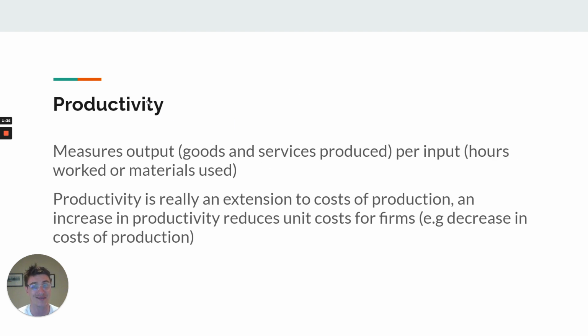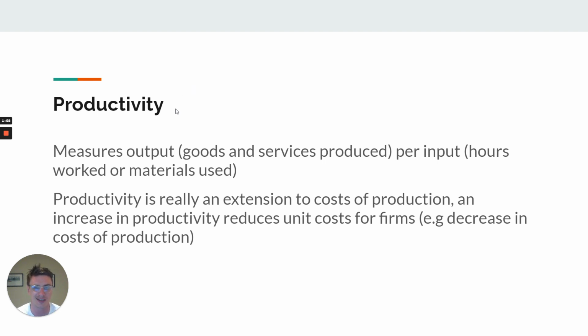So the next one is productivity. Now, productivity is a really important concept in economics. It's a measure of outputs per inputs. And productivity is really linked to the cost of production, because if you can produce more with the same amount of inputs, so the outputs are greater with the same amount of inputs, then that's really just decreasing your cost per unit.